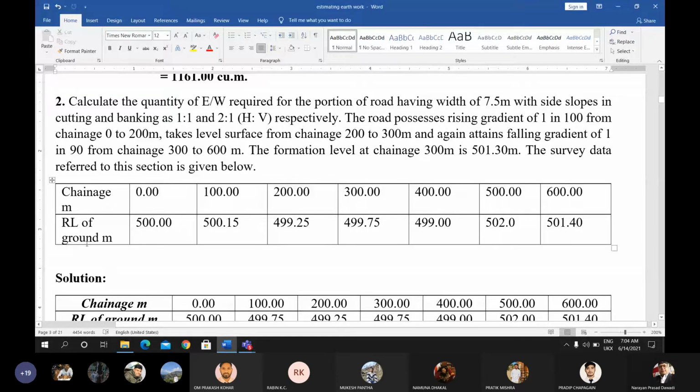Now RL of ground is given as 500 meter, 500.15 meter, 499.25 meter, 499.75 meter, 499 meter, 502 meter and 501.40 meter respectively from chainage 0 meter to 600 meter provided in the question. Okay, this is the question. We have to first calculate the depth of cut, height of bank, etc. It is not given here in this question. We have to calculate it.